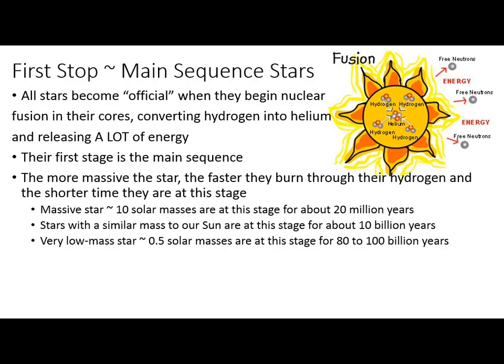Let's see. For massive stars, they can only burn nuclear fusion for 20 million years. Okay, we're about 10 billion years for main sequence. Low mass stars, like I think I said before, 100 billion years.